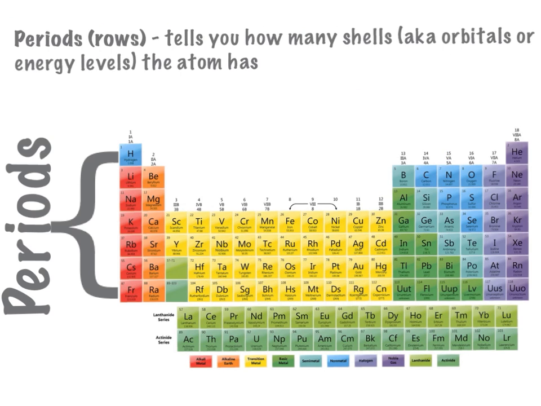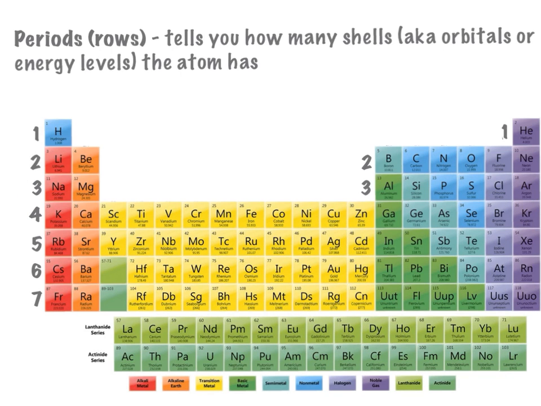The periodic table is organized in rows. So if you notice, the periodic table is not a nice perfect rectangle, and so we're going to discuss why. So periods, which are the rows on the periodic table, tell you how many shells, also known as orbitals or energy levels, the atom has.